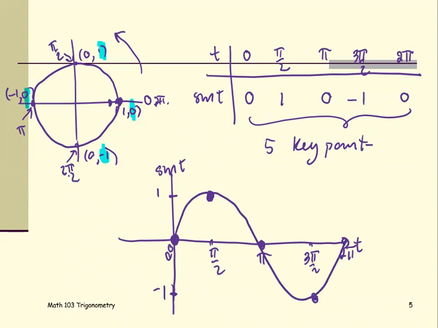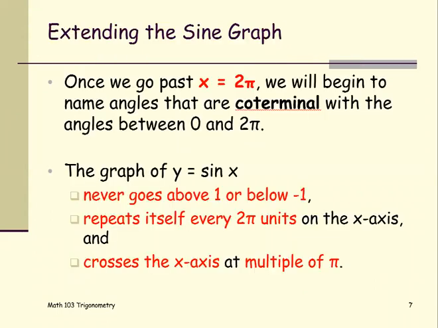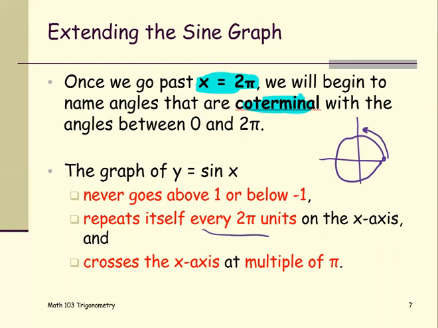So this is a quick way to sketch the graph of y equals sine of t, or y equals sine of an angle theta, or x, depending on what variable is provided in the problem. From sketching the sine graph, once we go past x equals 2 pi, we will begin to name angles that are coterminal with the angles between 0 and 2 pi. As we go from 0, finish one cycle at 2 pi, and then go another round. So that means we're going to hit the coterminal angles of the whole set from angle 0 to 2 pi. The graph of y equals sine x, as you notice, never goes above 1 or below negative 1. It repeats itself every 2 pi units on the x-axis and crosses the x-axis at multiples of pi.